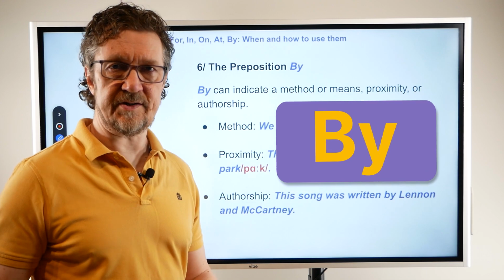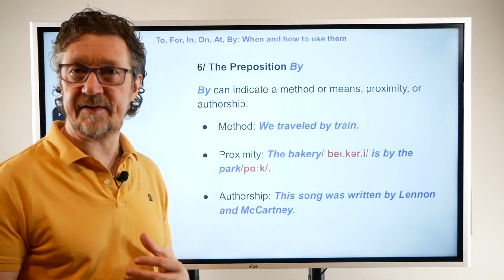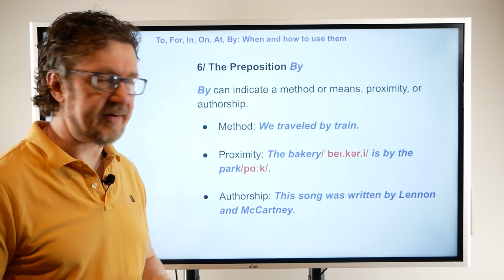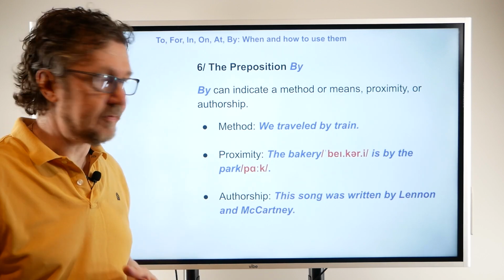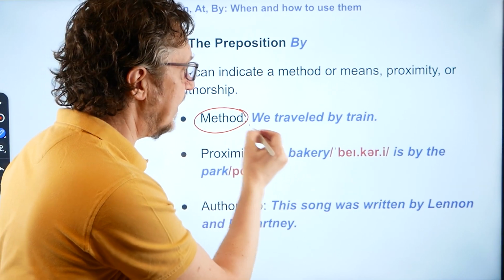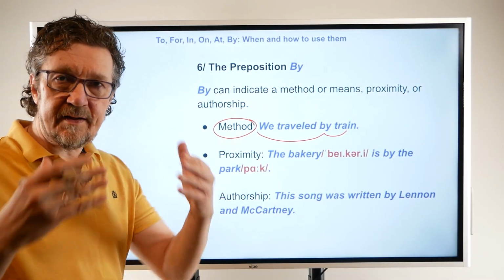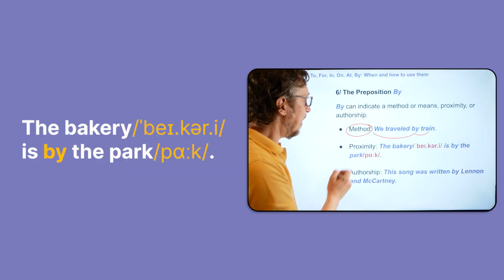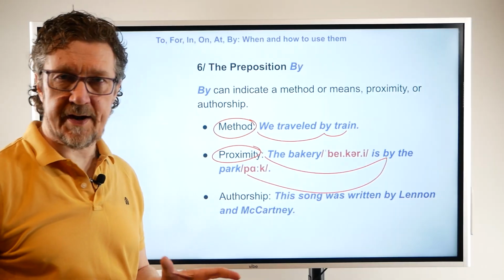So number 6, preposition by. It indicates either means, proximity, or authorship. So what does this mean exactly? Let's have a look at the examples. So method, for example, how something is done, okay? So we traveled by train. So method is by train, okay? Proximity, how close something is. So the bakery is by the park, okay? Proximity is by the park, okay?